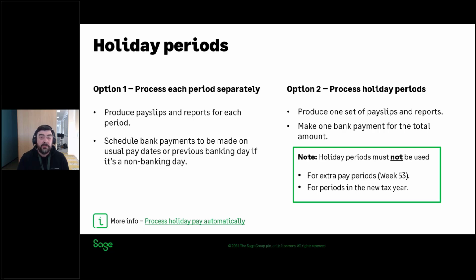Now, option 2 is to process a holiday period in Sage Payroll. But the advantage of this is that you get a single set of reports and pay slips covering multiple periods, and you'll be able to produce a bank payment file with the total net pay amount. It does this by using the allowances for tax and cut-off points for the full period that you're paying, and it will also multiply up any standard amounts that have been included in holidayable pay.